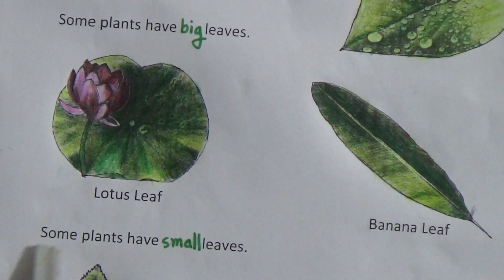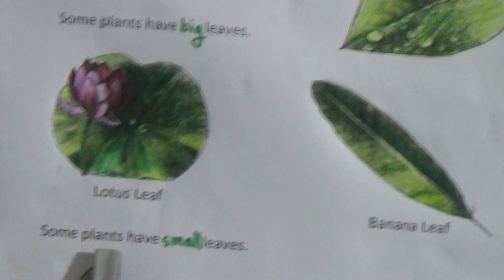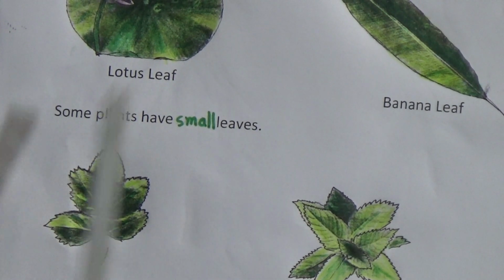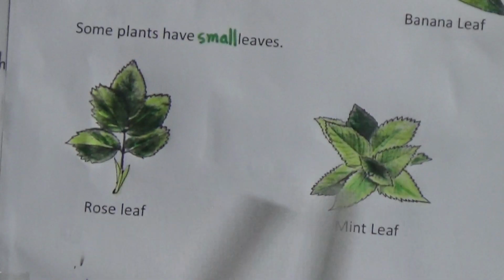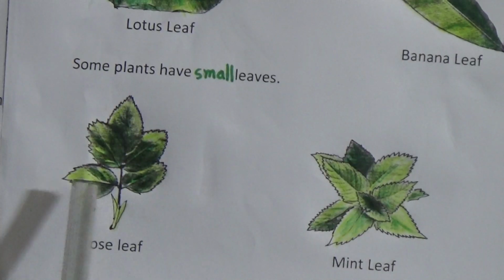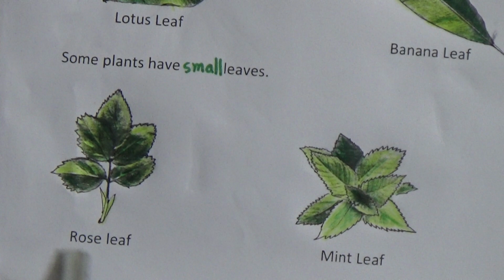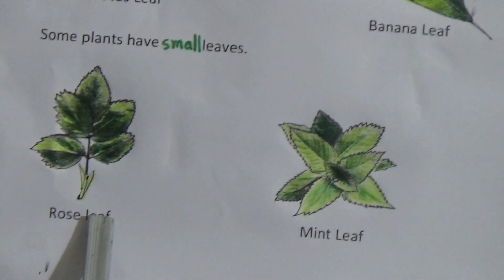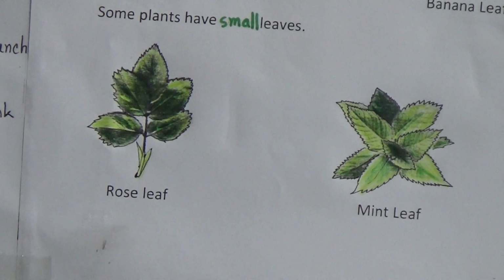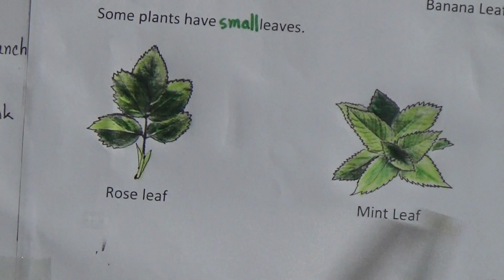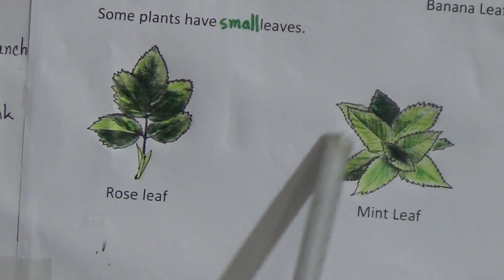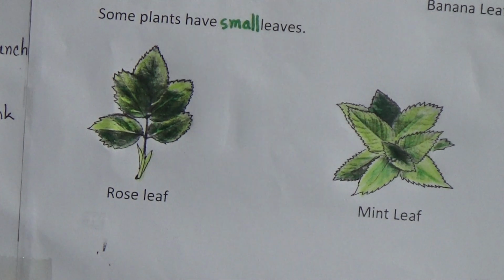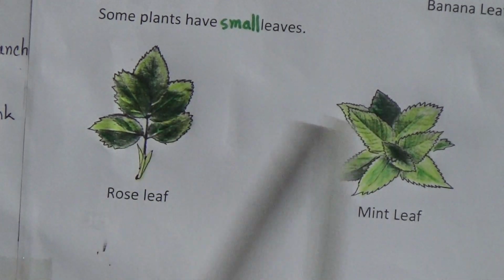And some plants have small leaves. Some plants have small leaves like rose leaf and mint leaf. Here is the picture of rose leaf, and their leaves are small. And here is a picture of mint leaf, and their leaves are small.